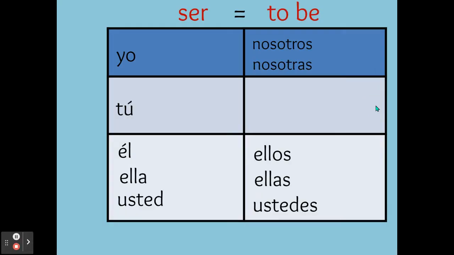All right, so let's review this chart one more time. Ser equals to be. Yo soy, tú eres, él es, ella es, usted es. Nosotros somos, nosotras somos. Then ellos son, ellas son, and ustedes son. Okay, so now these are going to count as a grade.